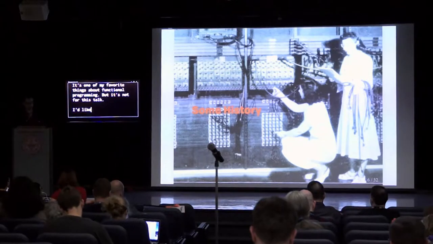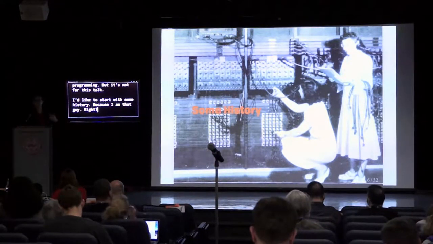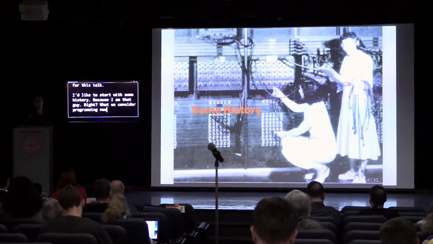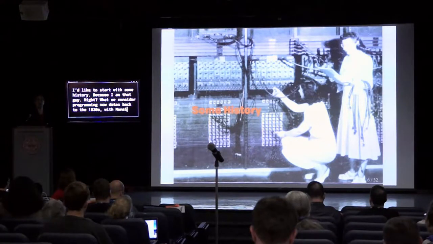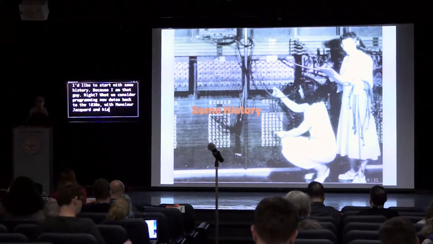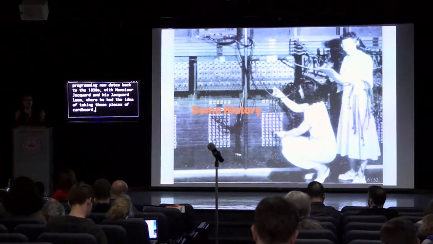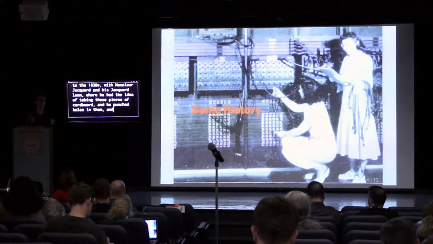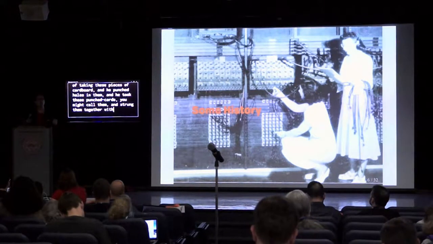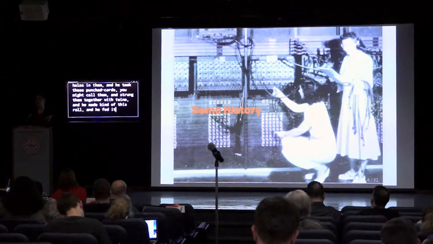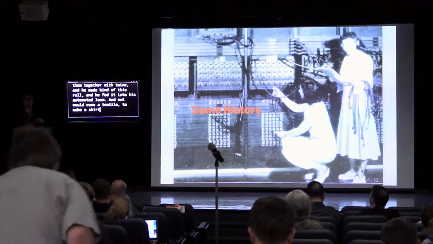I'd like to start with some history, because I am that guy, right? What we consider programming now dates back to the 1830s with Monsieur Jacquard and his Jacquard loom, where he had this idea of taking these pieces of cardboard and punching holes in them. He strung these punched cards together with twine, made kind of this roll, and fed it into his automated loom. And out would come a textile to make a shirt or a rug.